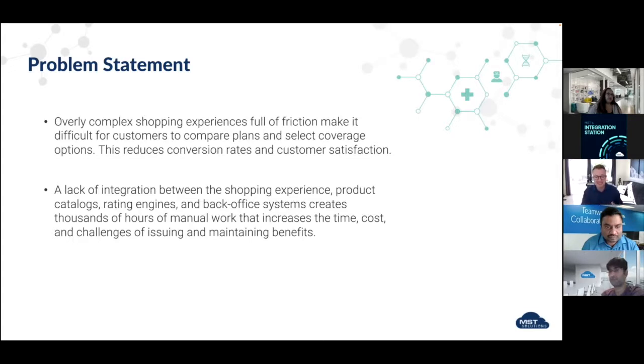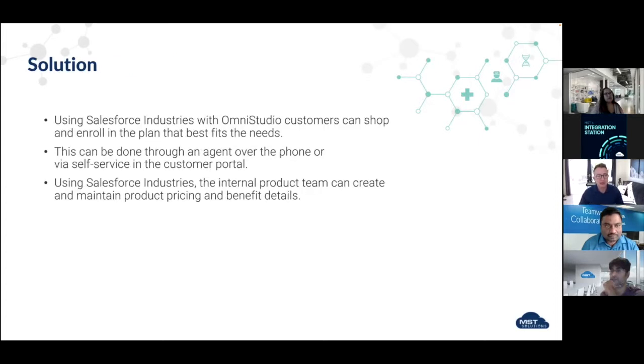From the business side, having a lack of integration between your shopping experience, your different product catalogs, rating engines, and your back office systems can create thousands of hours of manual work that increase the time, cost, and challenges of issuing and maintaining those benefits for your clients. And so using Salesforce Industries with OmniStudio, often referred to as Vlocity, customers can shop and enroll in a plan that best fits their needs.